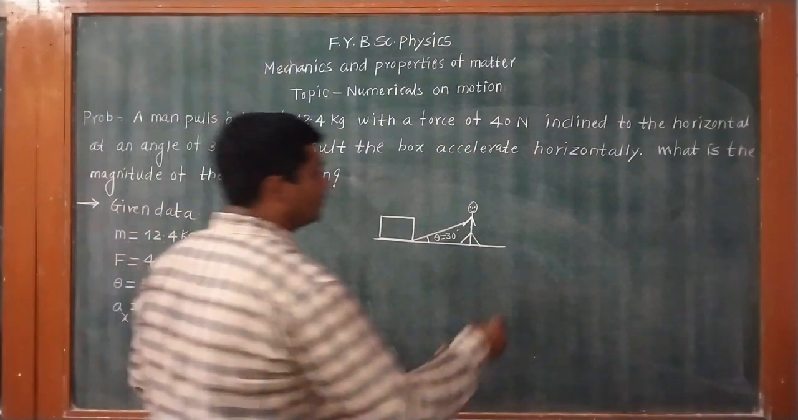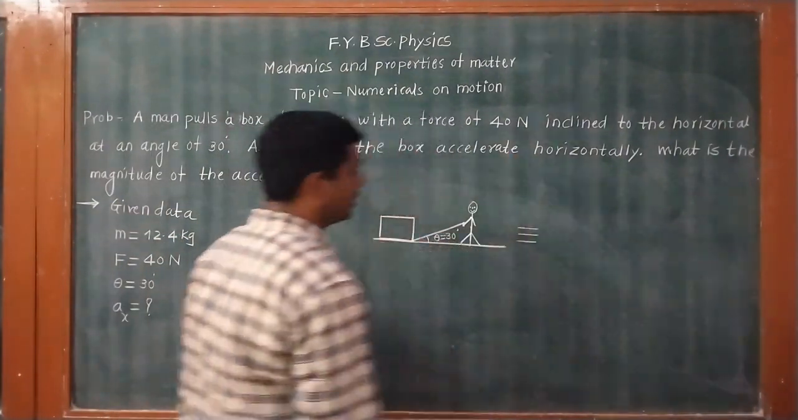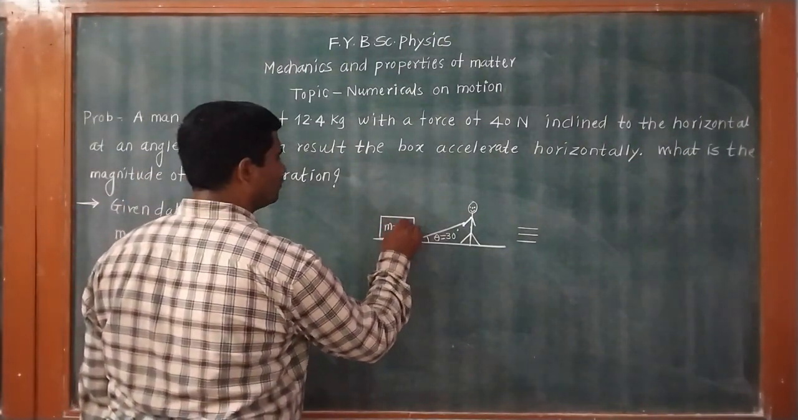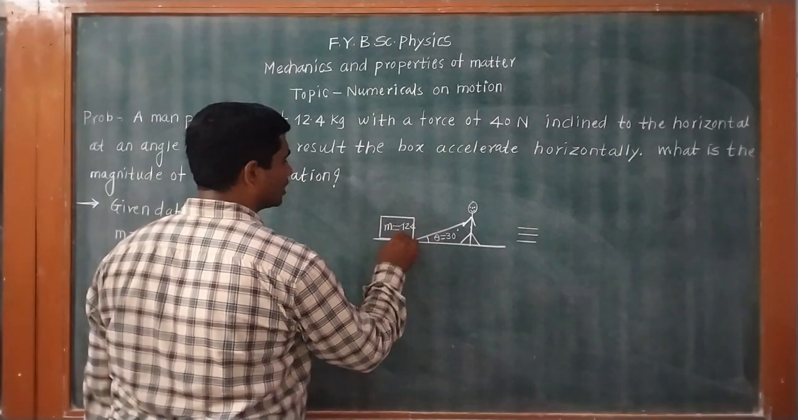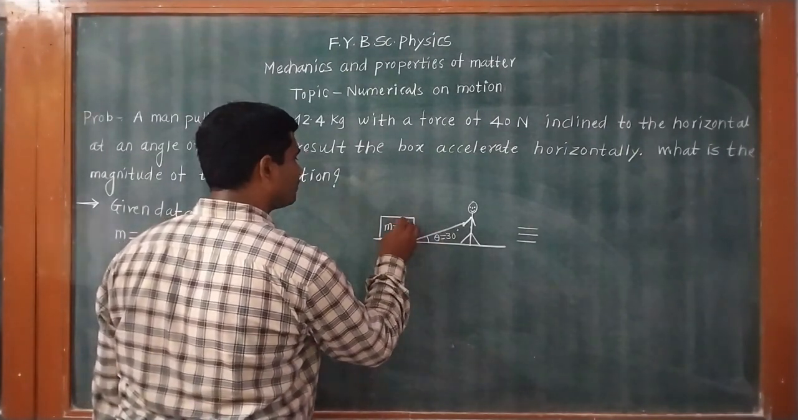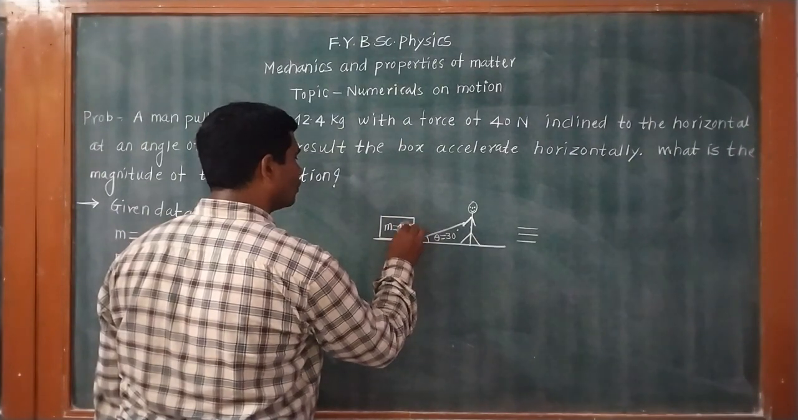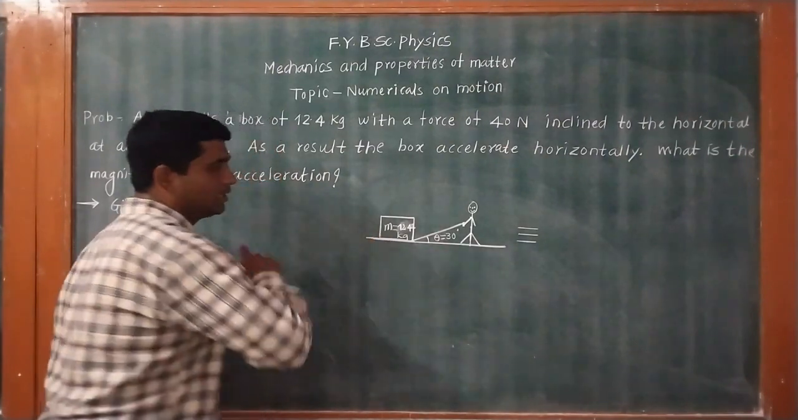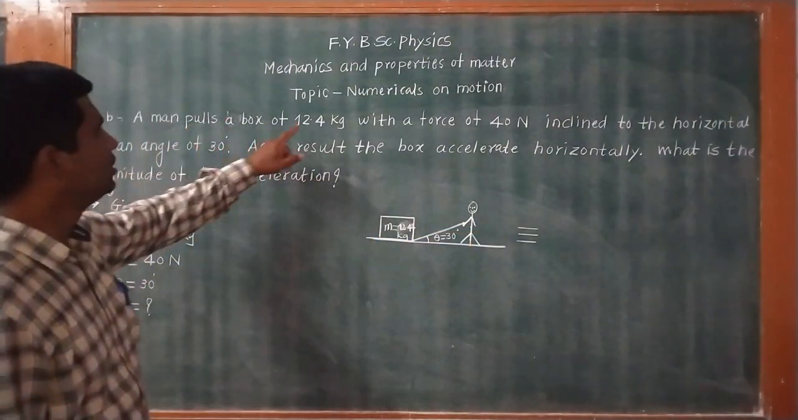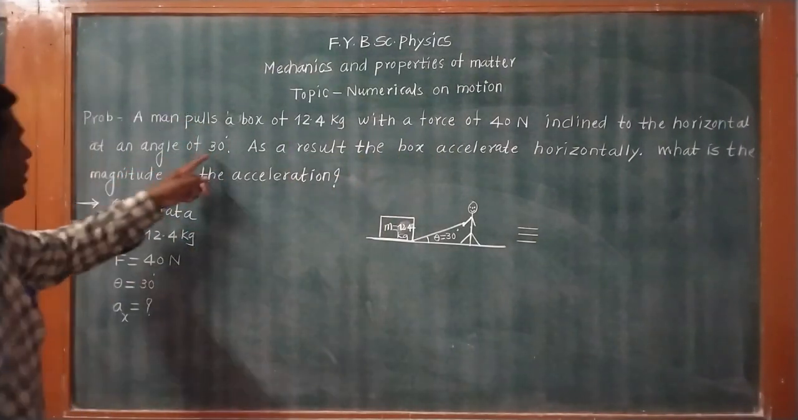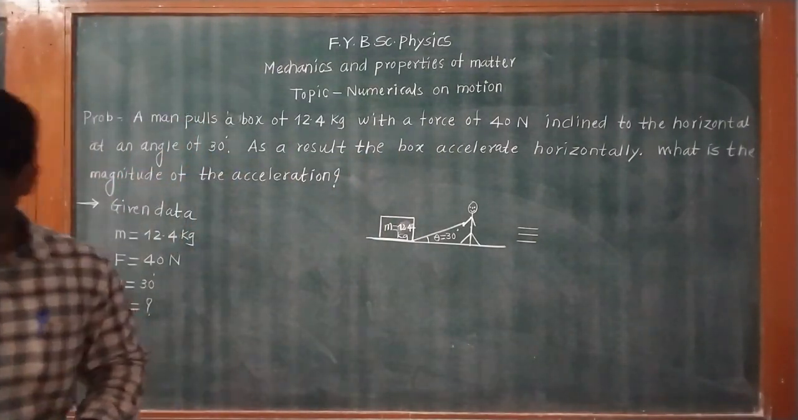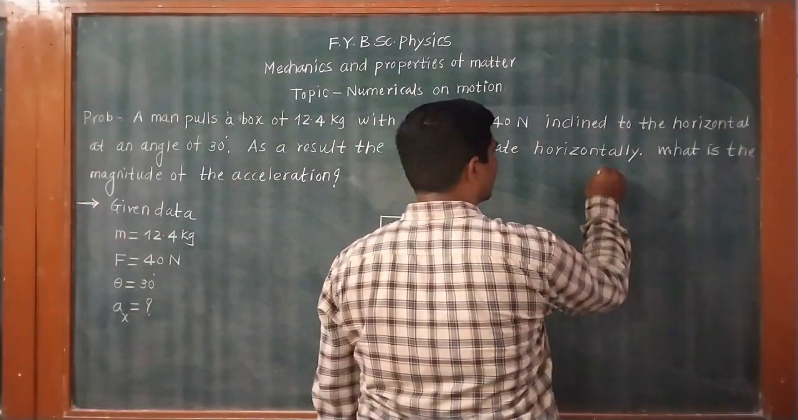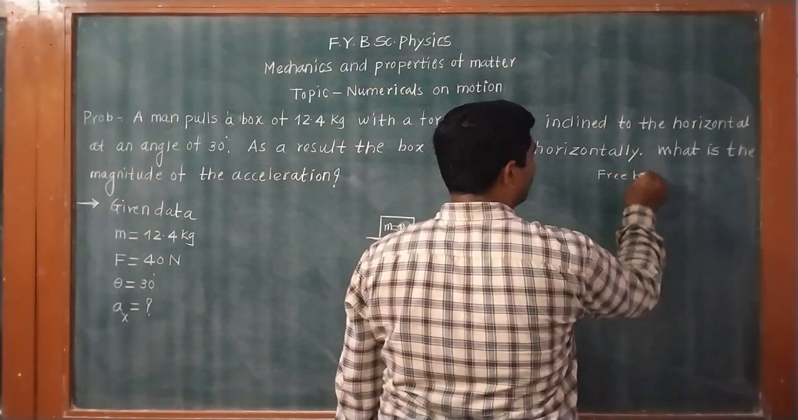Now, for this problem we will draw a free body diagram. This is a box whose mass is 12.4 kg, and this box is pulled by a person in the horizontal direction at an inclination of 30 degree. So for this problem, I will make a free body diagram.